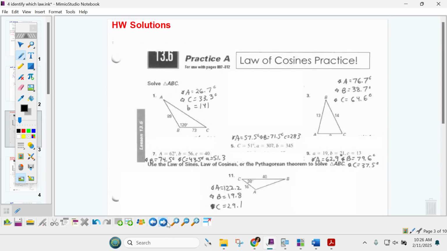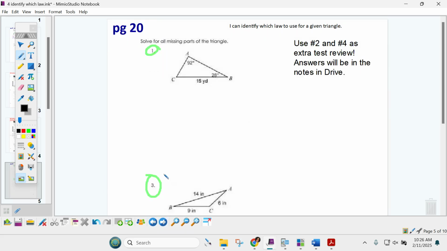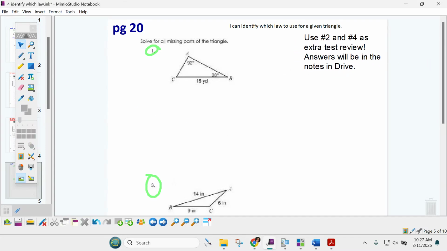Okay, so to continue our practice, we're going to do page 20, just number 1 and 3. You can use number 2 and 4 as extra test review. All of the work and all the answers will be in Drive when these notes are posted. So take a minute, look at number 1. We're going to solve for all missing parts. Pause the video and decide where you're going to start.